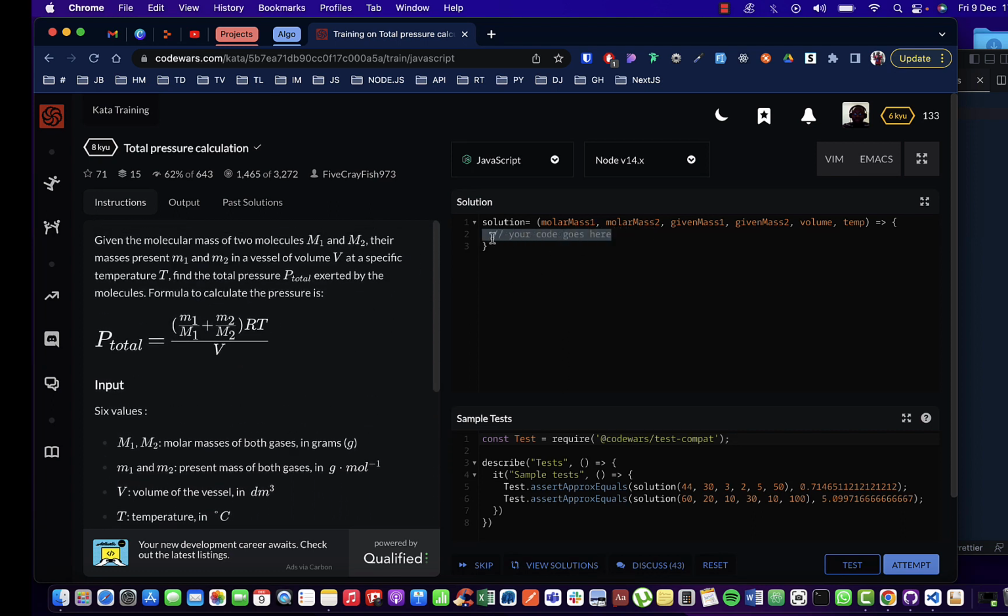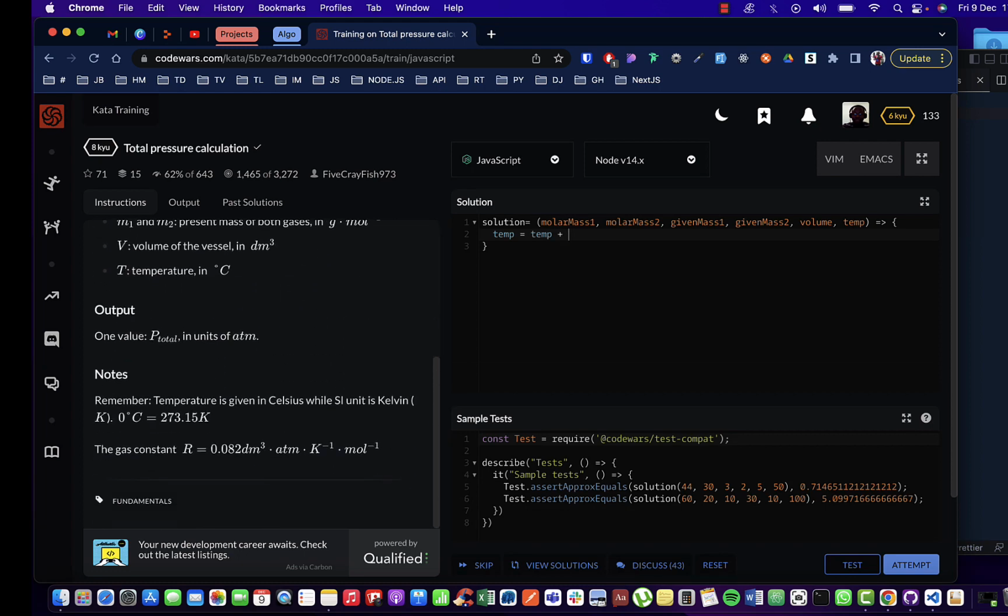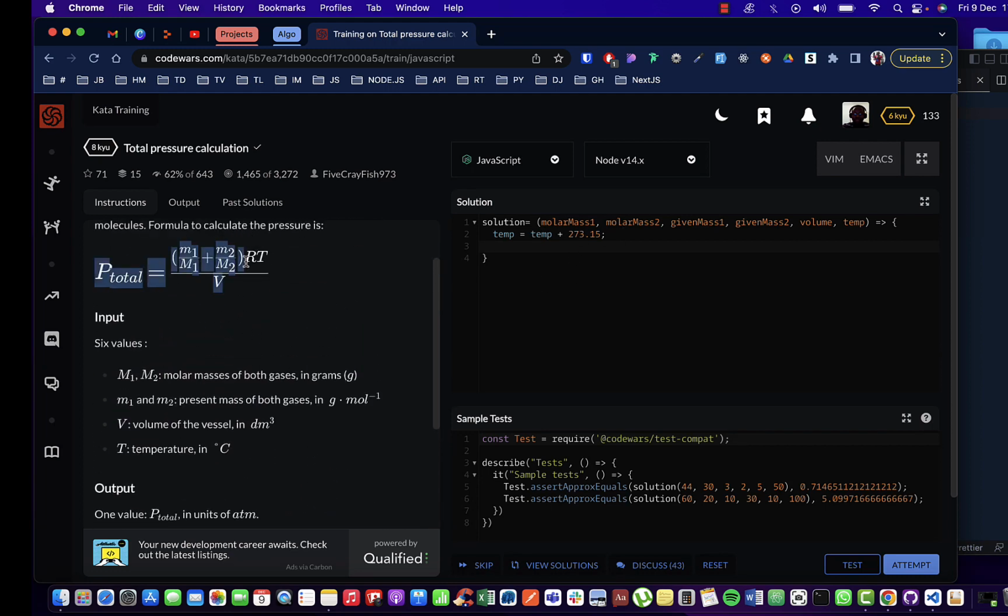So let's come to JavaScript here to solve that. Since we have already been given the variable temperature, we are just going to change that here, and we'll say temperature is the current temperature plus, now we want to add this value here to change it to Kelvin. So this is the new temperature in Kelvin that is passed to temperature.